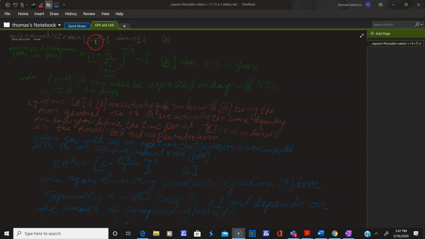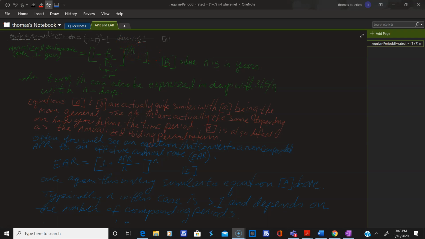In this case here, n could be greater than or less than 1, so you can get a discount rate for a period less than a year or more than a year, right? But this basically sends it now down to 1 year. But again, they're almost exactly the same. It all depends on how you define the 1 over n term. Okay, so n is in years here.